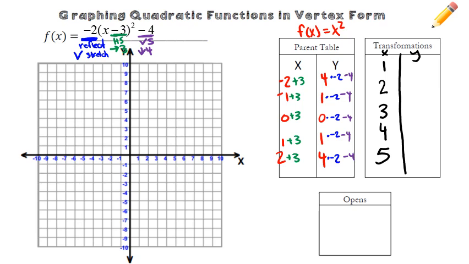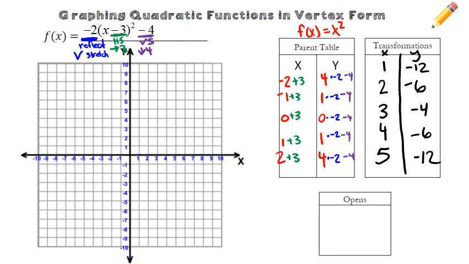My y values. 4 times -2 is -8. -8 minus 4, -12. 1 times -2 is -2, minus 4, -6. 0 times -2 is 0, 0 minus 4, -4. 1 times -2, -2, -2 minus 4, -6. 4 times -2 is -8, -8 minus 4, -12. So I can see that symmetry here.